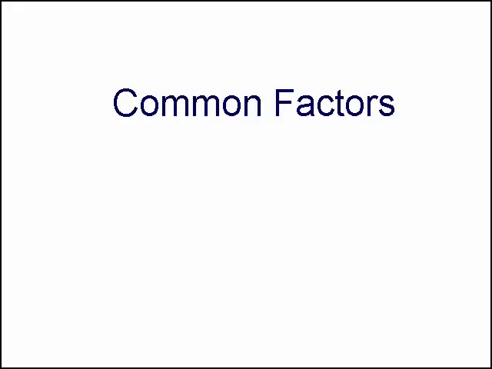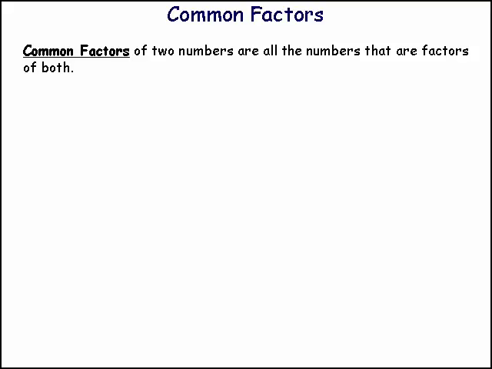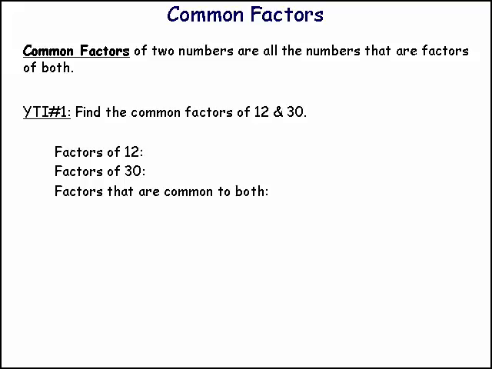Okay, today what we're going to be talking about are common factors. First off, what are common factors? Common factors are of two numbers. We're going to look at two numbers, and common factors of two numbers are all the numbers that are factors of both. So let's do an example of this. Find the common factors of 12 and 30.